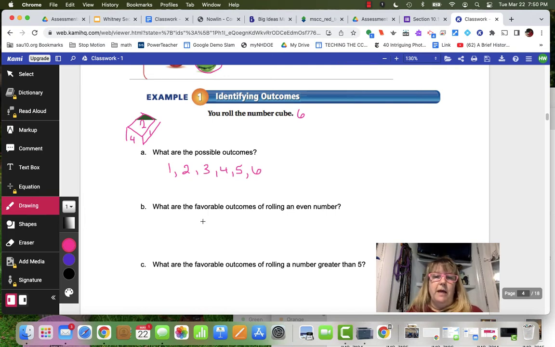What are the favorable outcomes of rolling an even number? Well, of these, the even ones are 2, 4, and 6. So those are the favorable outcomes. What is the favorable outcome of rolling a number that is greater than 5? Well, there's only one number greater than 5 on a number cube, and that's 6. So the favorable outcome would be 6.